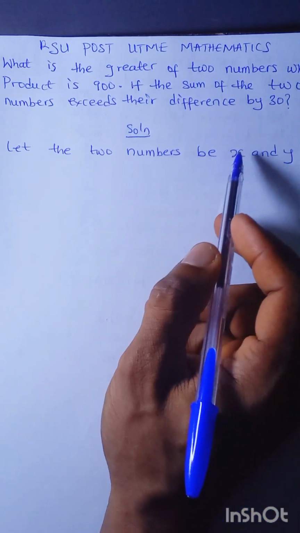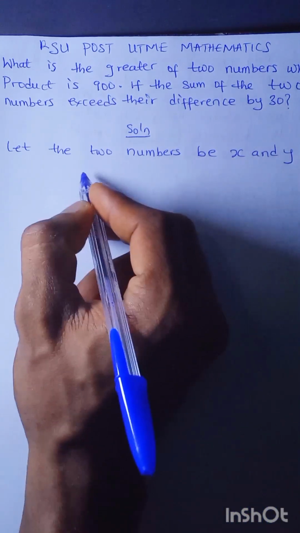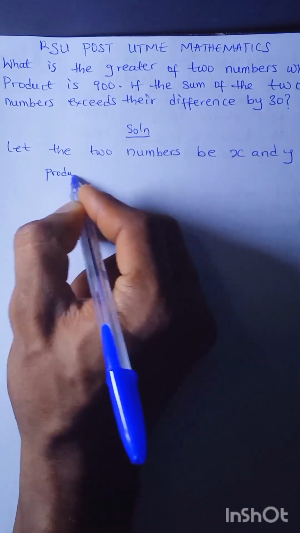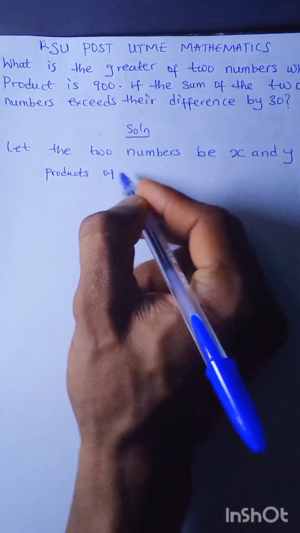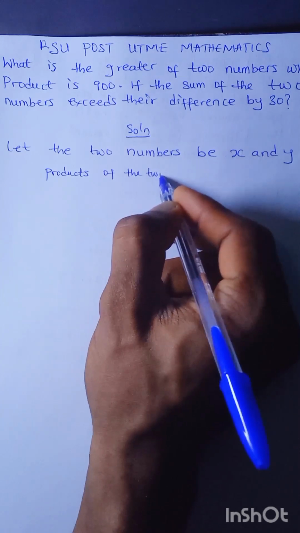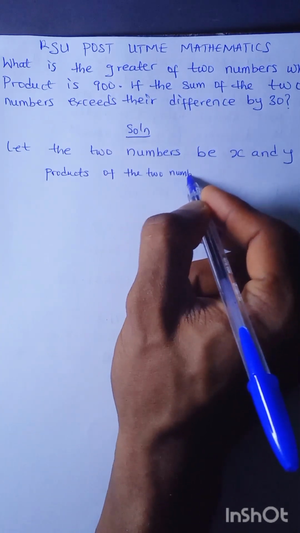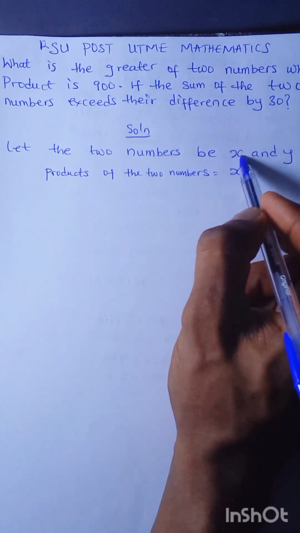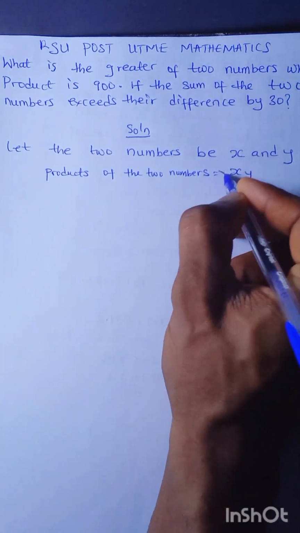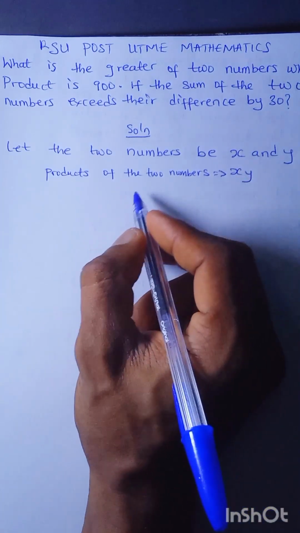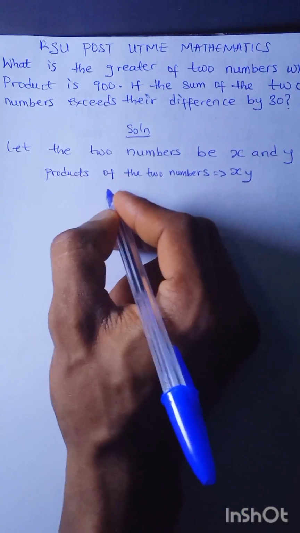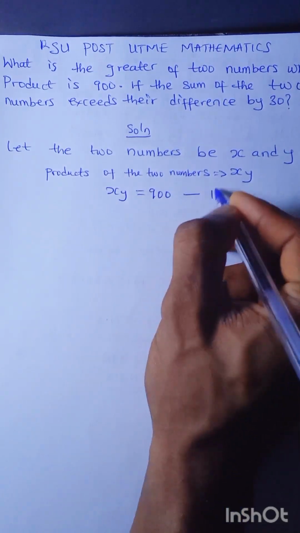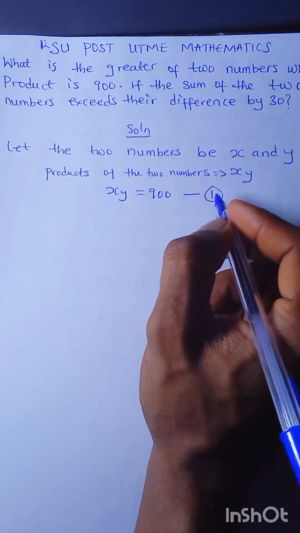So the two numbers here are x and y. What is the product of x and y? The product of the two numbers is equal to xy, simply multiplying x times y, right? So the product of the two numbers is xy, and it is equal to 900. So we say xy is equal to 900. Let's call this equation 1.